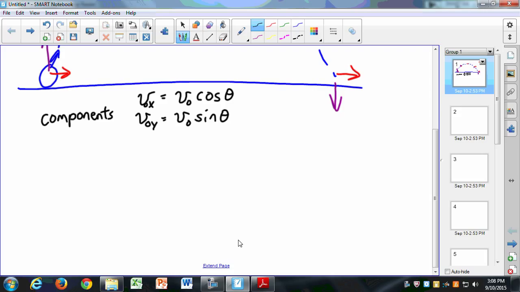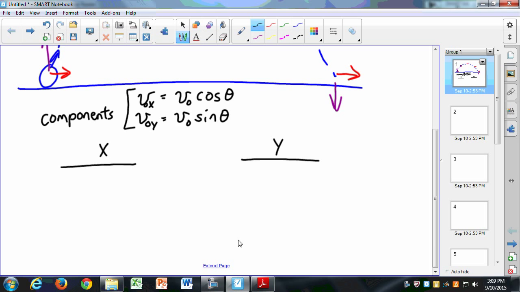On that previous problem, you didn't need both of them. You just needed V naught y to really solve the problem. But usually you'll need both of those. And then we have the two kinematics equations for both dimensions. So we have the kinematics equations for the x dimension, and then we have the kinematics for the y.